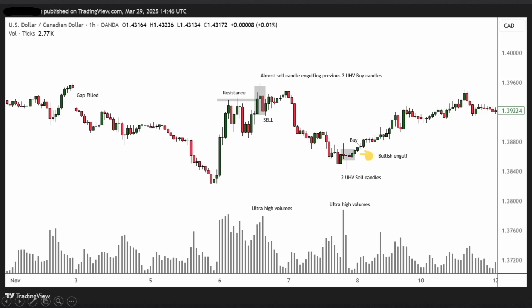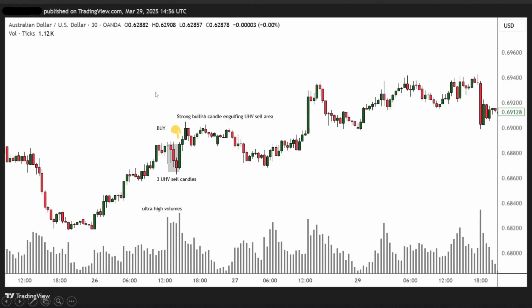Okay, and this is the Australian dollar chart, 30-minute chart.